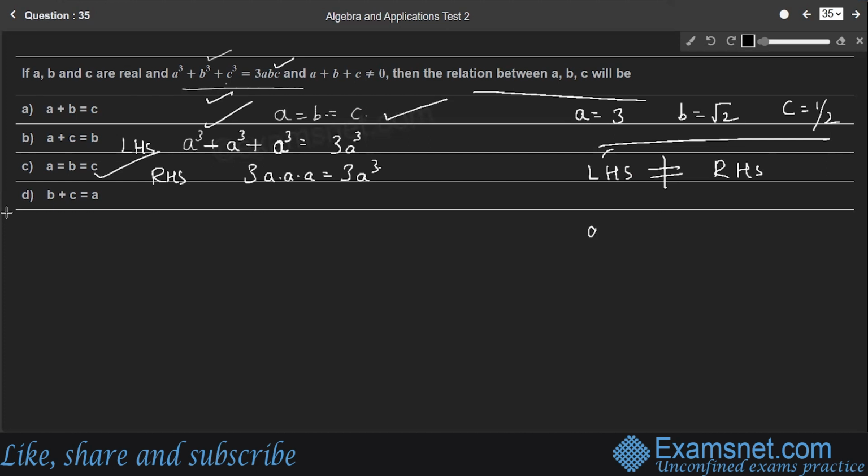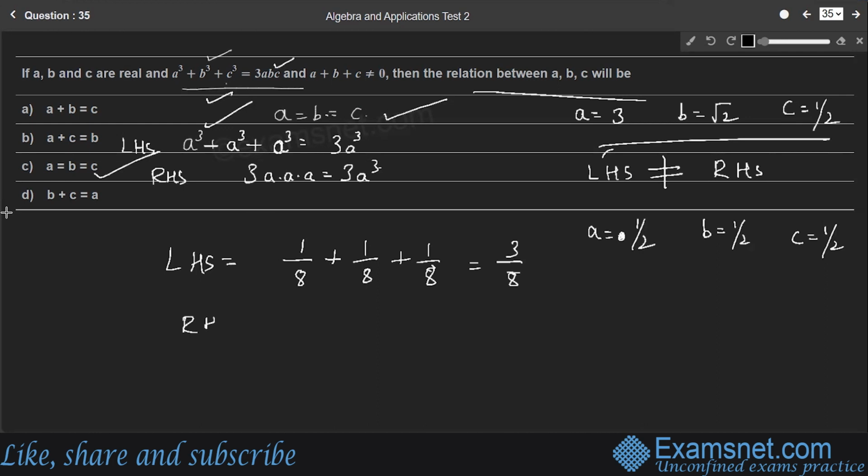You can take A as 1/2, a rational number, and B as the same number 1/2 and C as 1/2. Then A cube plus B cube plus C cube will be equal to 3ABC. You can verify the answer. A cube becomes 1/8 plus B cube becomes 1/8, C cube becomes 1/8, 1/2 cube. Therefore, you will get 3/8 as LHS.